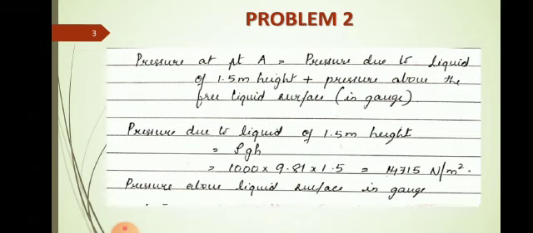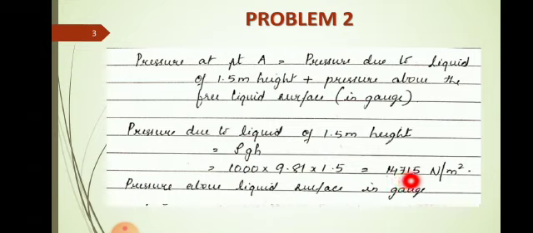So first we will find out the pressure due to liquid of 1.5 meter height. Pressure due to liquid of 1.5 meter height is equal to rho g h. Here the density of the liquid is given as 1000 kg per meter cube. g, as we know, is 9.81 meter per second square, and h, height of the liquid, is 1.5 meter. So multiplying these three, we will get the pressure due to a liquid of height 1.5 meter as 14715 Newton per meter square.